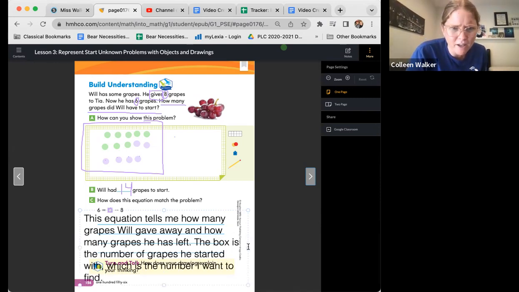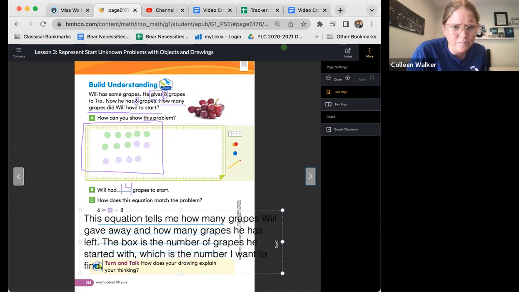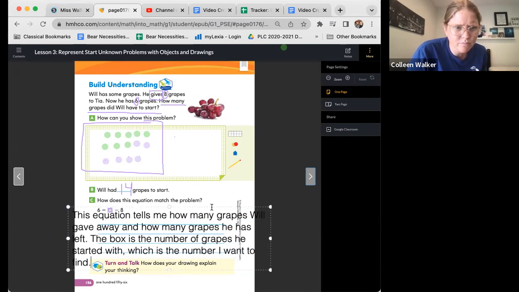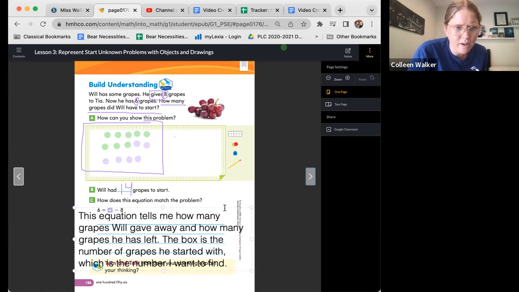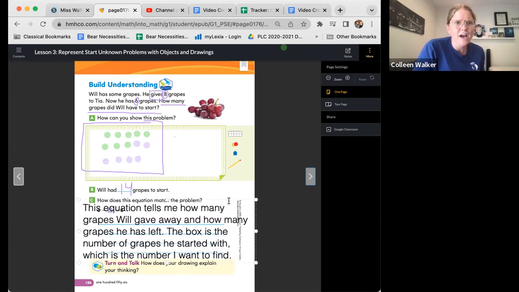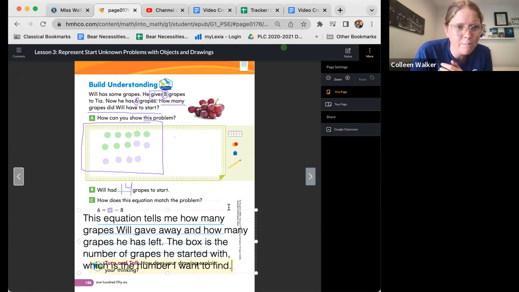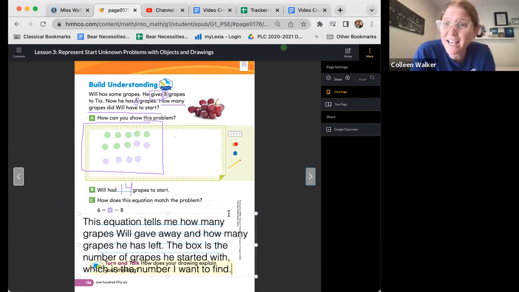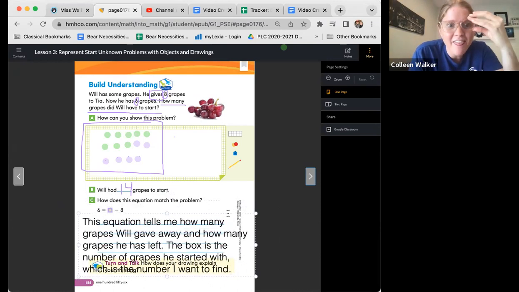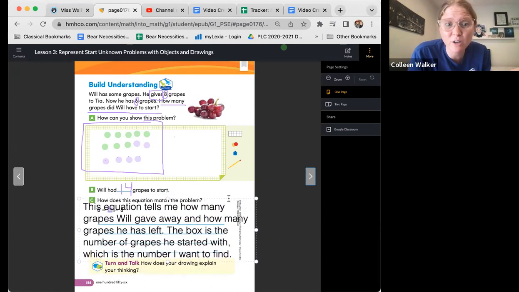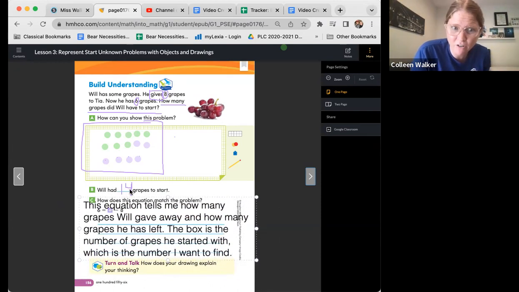All right, let me make that a little bigger. Sorry if it's hard to see, my friends. You know, I have a lot going on this page. So I explained that this equation tells me how many grapes Will gave away. The equation right there. And how many grapes he has left. The box, that little box that I made purple, that's the number of grapes he started with, which is the number that we had to figure out.